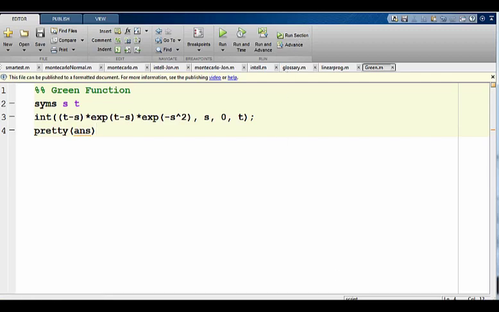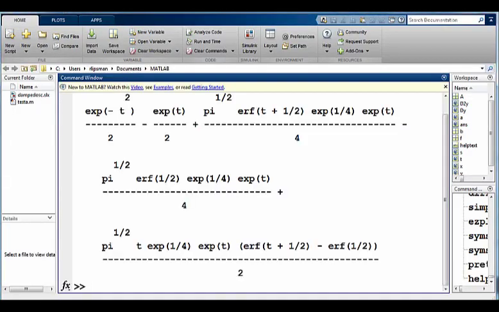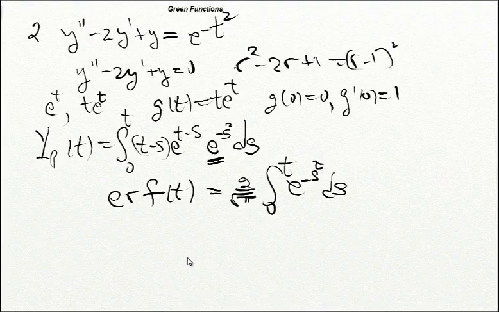It evaluates immediately. I need to bring up the MATLAB screen, and there's the answer in terms of the e to the minus t squared, and there's our error function. It occurs here and again here. Pretty complicated, but nevertheless, in terms of that special function, we can actually find the solution to the inhomogeneous problem. So we found a solution to this inhomogeneous equation by the Green function method in terms of antiderivatives involving the error function.